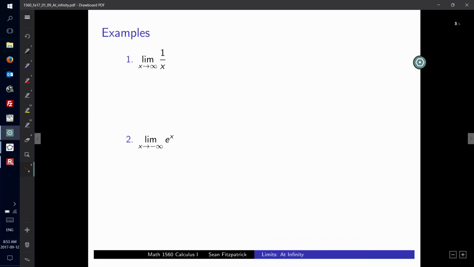All right. Here are a couple of examples with finite limits, one where x is going to infinity, one where x is going to minus infinity. So let's think about this first limit. We've got 1 over x as x is going to infinity. So what do we think the limit should be? Well, we're taking 1, a constant value that is not changing, and we're dividing by this variable x. And the values of that variable are getting larger and larger and larger, right?